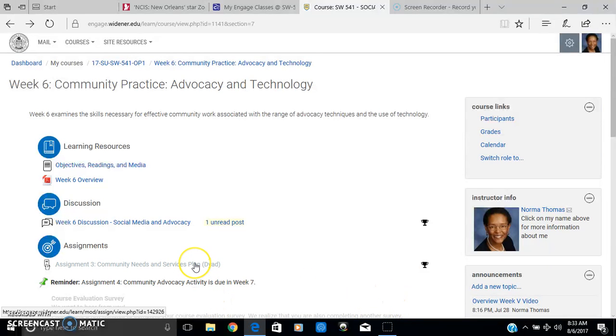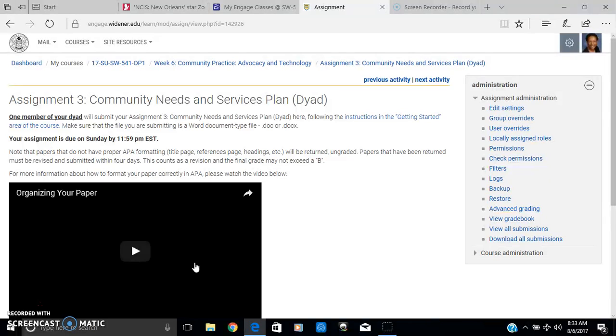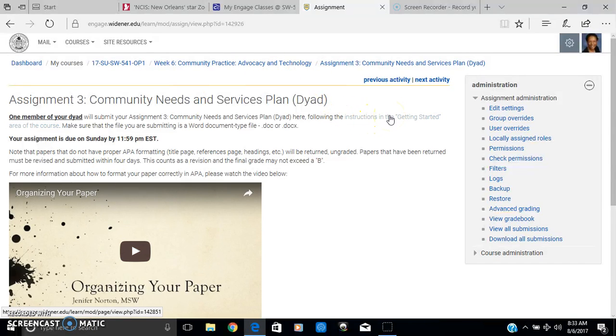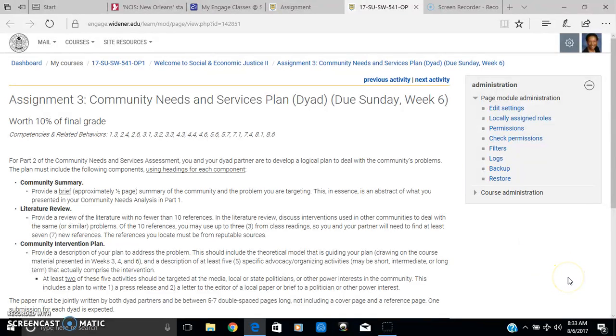In week 6, assignment 3, community needs and services plan is due. And for this, you refer back to instructions in the getting started section of the syllabus so that you know what is required with your dyad partner for week 6. And so you're developing a logical plan to deal with the community problems that you've chosen. Provide a brief summary of the community and the problem you are targeting. This, in essence, is an abstract of what you presented in your community needs analysis.